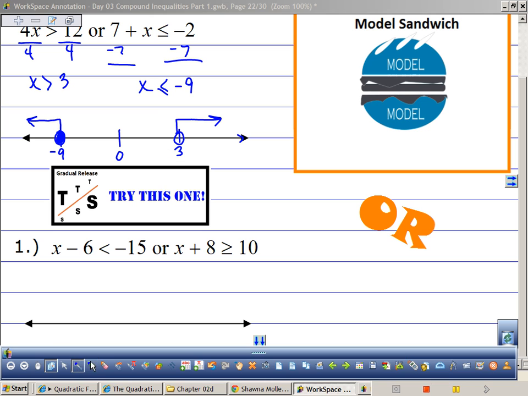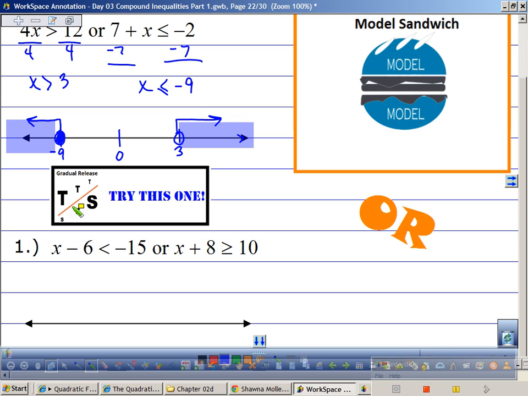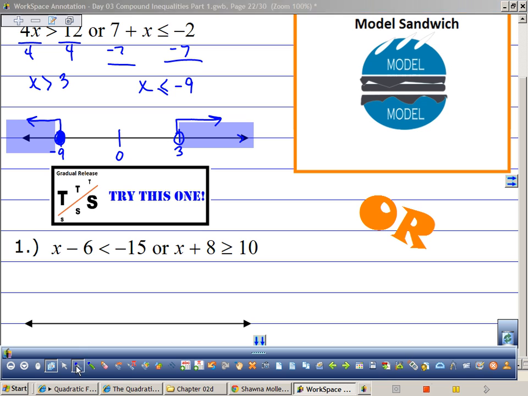That's my answer. The solution is everything in this direction infinitely and everything in this direction infinitely. Wouldn't it be and? No. Why or? It says or. If we have to do both, then should it be and? If you had to do both, you would have no solution.